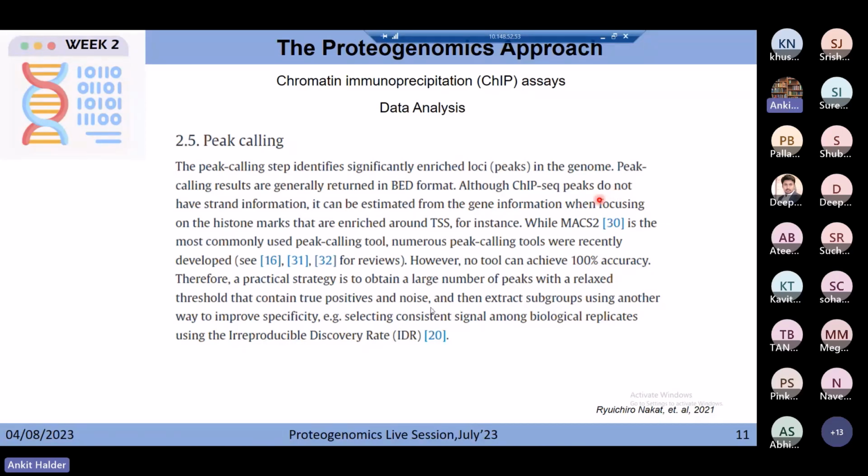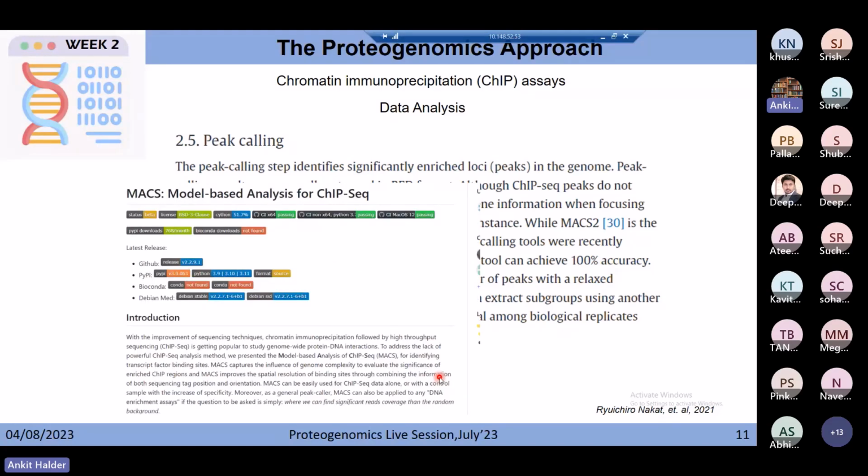There are also many tools, but each comes with different pros and cons, so you need to understand how it will perform. This is the Model-based Analysis for ChIP-seq. You can try on your own, using the model-based analysis of ChIP-seq by downloading the data, then aligning and trying to find out how it works.